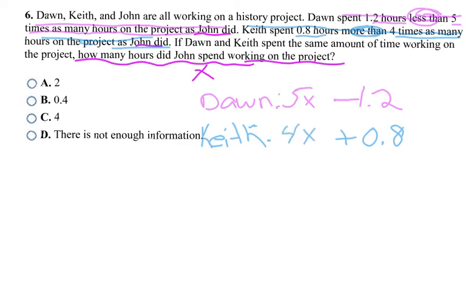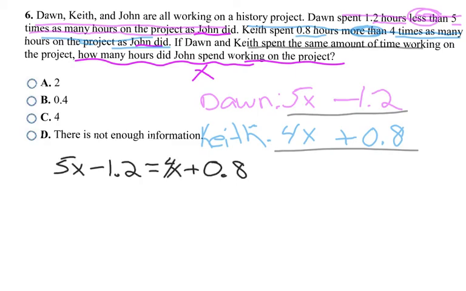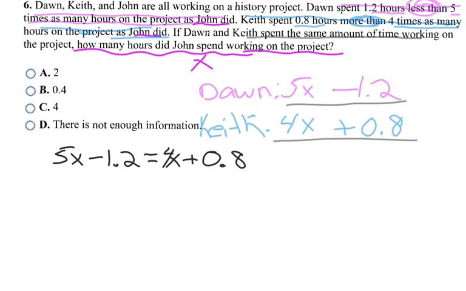And then it tells us that Dawn and Keith spent the same amount of time working on the project. So that means that these two expressions here are equal to each other. And so I can set them equal to each other and solve for X to get my answer, which looks like this. So the first thing I'm going to do is get my X's on the same side of the equation.